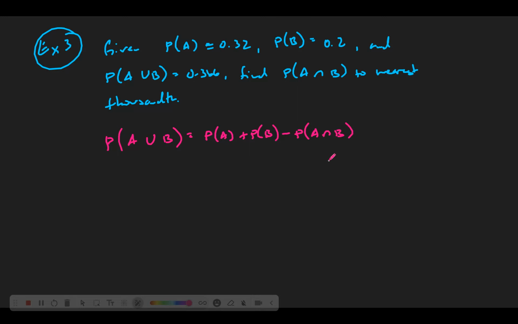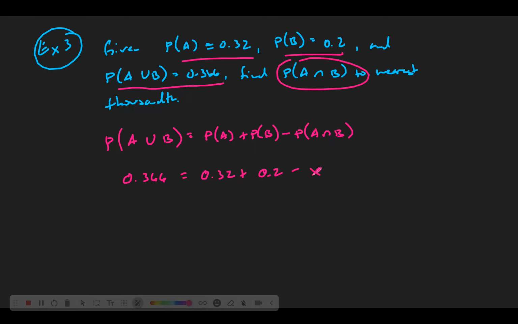So what we're going to do is use this formula and the numbers they give us and just plug things in. Do they give us the P of A or B? Yes, they do. The P of A or B is 0.366. So 0.366 equals. Do they give you P of A? Yes, they do. 0.32. Plus, they give you P of B? Yes, they do. 0.2. Minus, do they give you P of A and B? Nope. That's what you're looking for. So let's call that X.